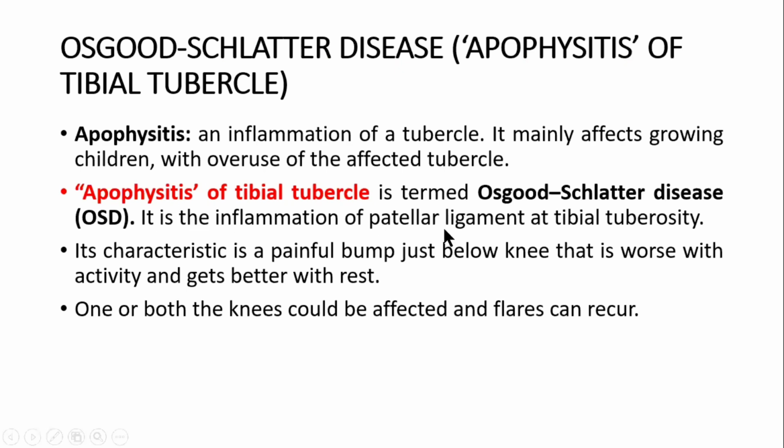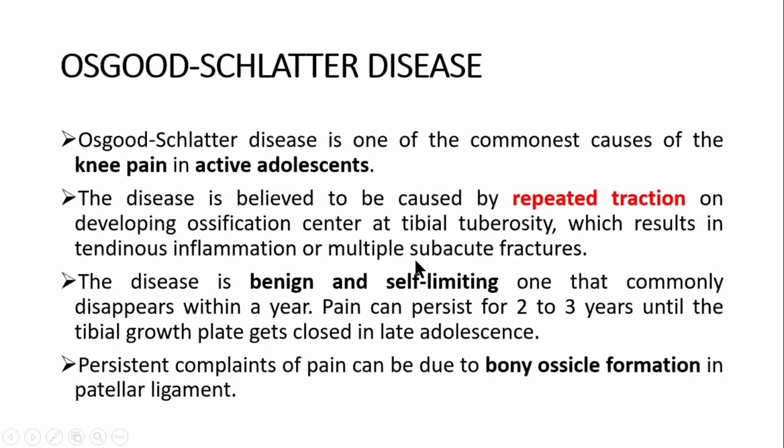It is the inflammation of the patellar ligament at the tibial tuberosity, characterized by a painful lump just below the knee that is worse with activity and gets better with rest. One or both knees could be affected and flares can occur. Osgood-Schlatter disease is one of the commonest causes of knee pain in active adolescents.